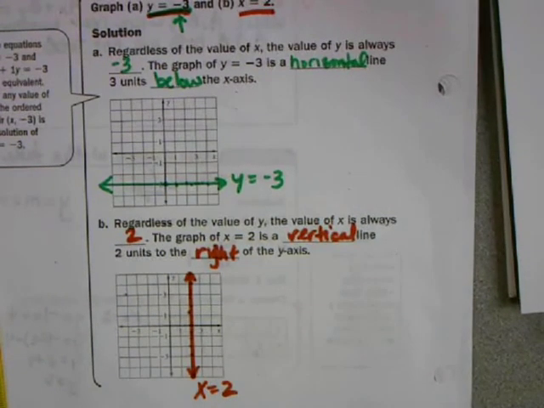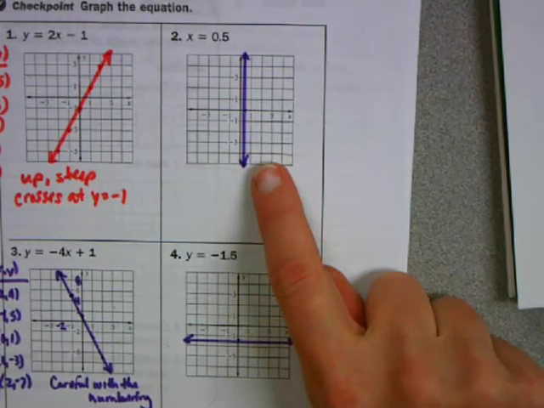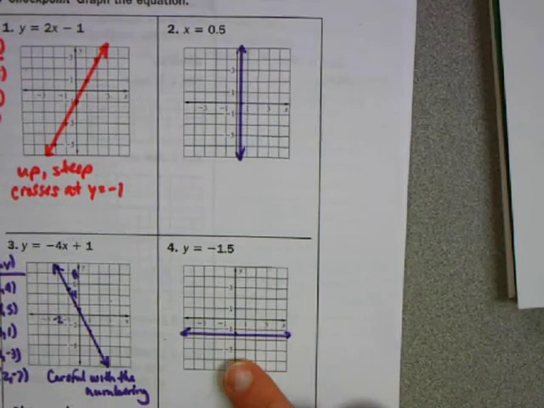Okay, so now go to page 9, pause the video, and do those extra 2 examples. Number 2 and number 4, the ones that we skipped. And then I'm going to show you the answers. Okay, so here's number 2. It's at x equals a half. It's a vertical line. And here's number 4. It's y equals -1.5.